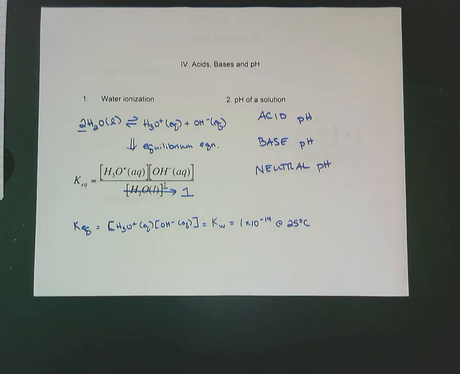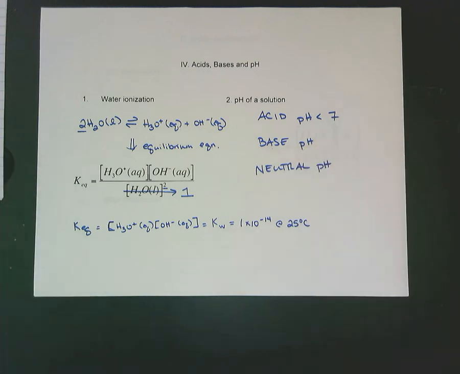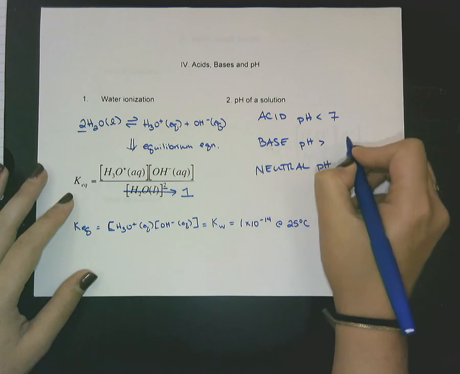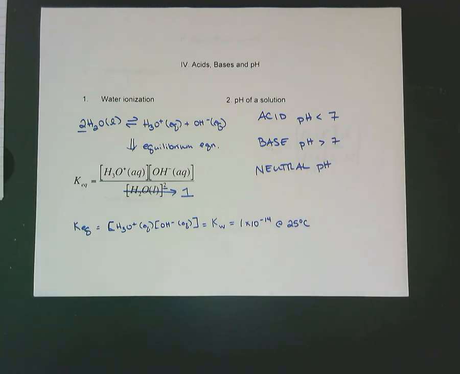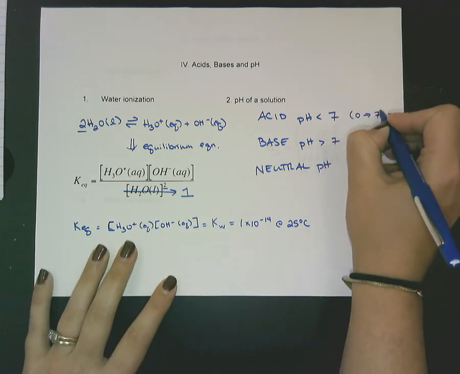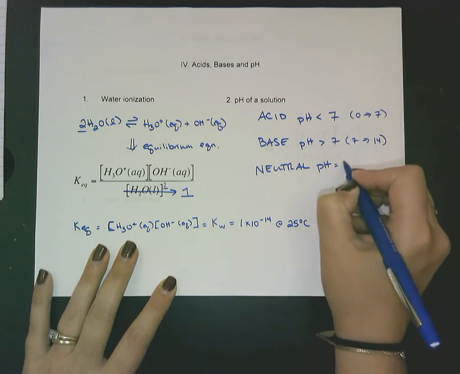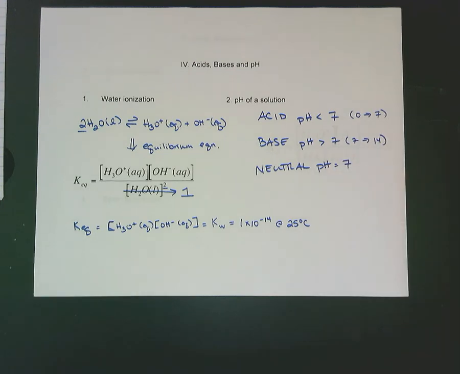All right, what pHs are considered the acidic ones? Below 7. What pHs are considered the basic ones? Above 7. What's typically our upper limit of a pH? 14. So really this is saying 0 to 7, this is 7 to 14. And then I'm going to assume everybody, by process of elimination, figured out that 7 is neutral.